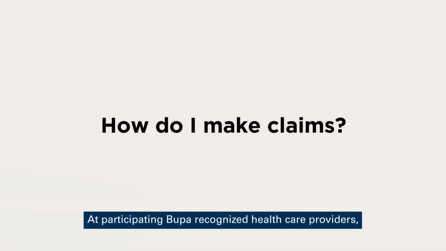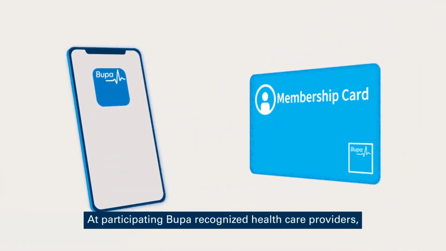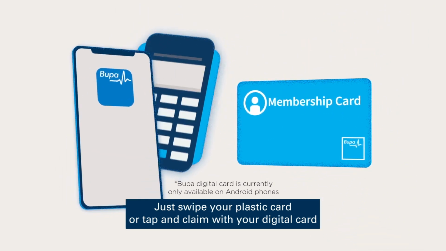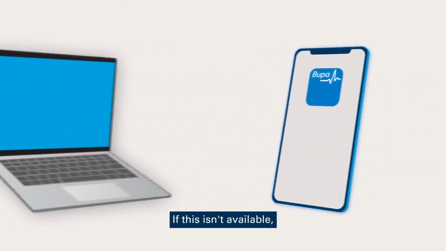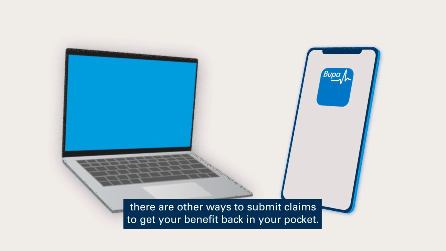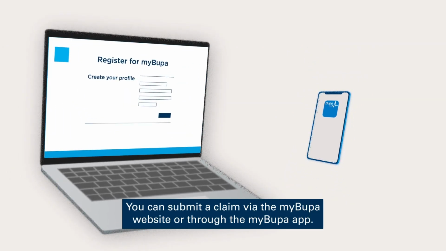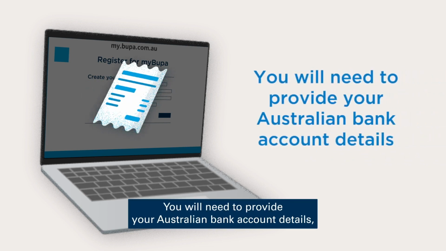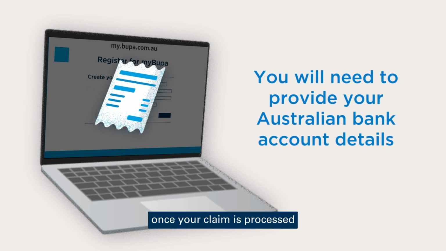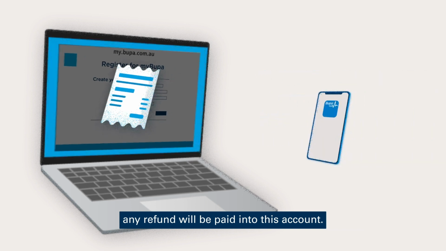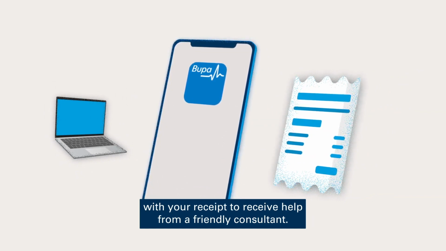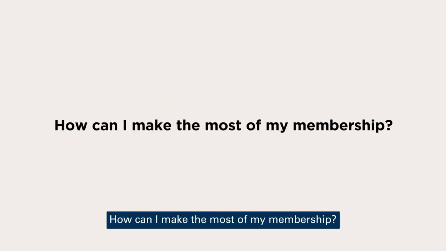How do I make claims? At participating Bupa-recognised healthcare providers, you can get your benefit paid on the spot. Just swipe your plastic card or tap and claim with your digital card on your mobile phone. If this isn't available, there are other ways to submit claims to get your benefit back in your pocket. You can submit a claim via the My Bupa website or through the My Bupa app. Simply select Make a Claim and upload a copy of your receipt. You will need to provide your Australian bank account details. Once your claim is processed, any refund will be paid into this account. If you prefer to speak to someone in person, visit a Bupa store with your receipt to receive help from a friendly consultant.